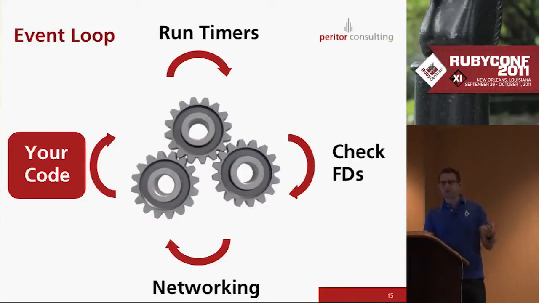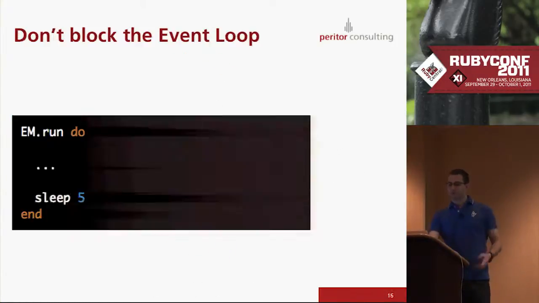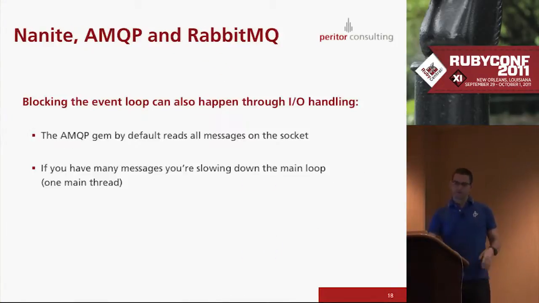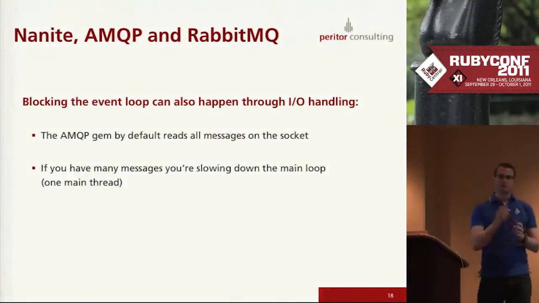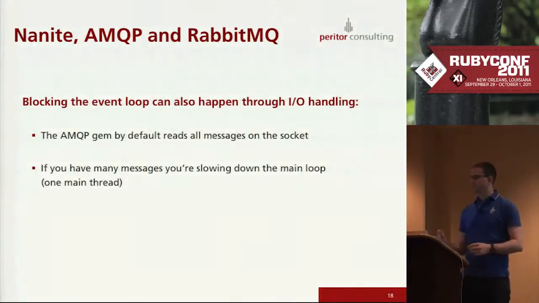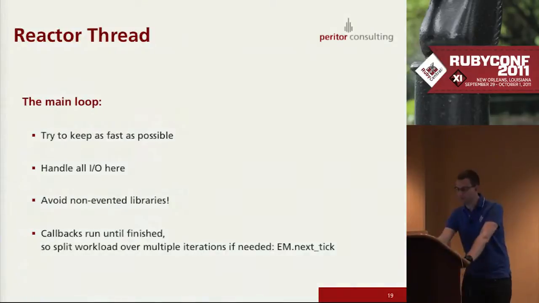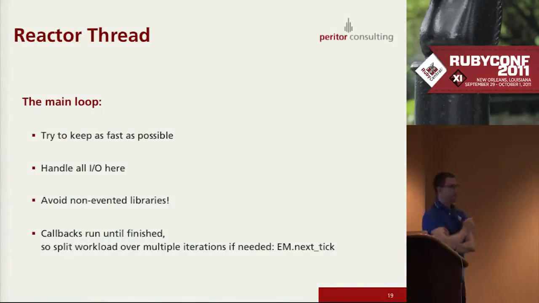And we did it by just using the AMQP gem, which is already evented and stuff like that. So it's very easy to do. So what we need to do is to somehow split the work and make sure that our code is not running for too long. And how you can do that, I will show you in a minute.